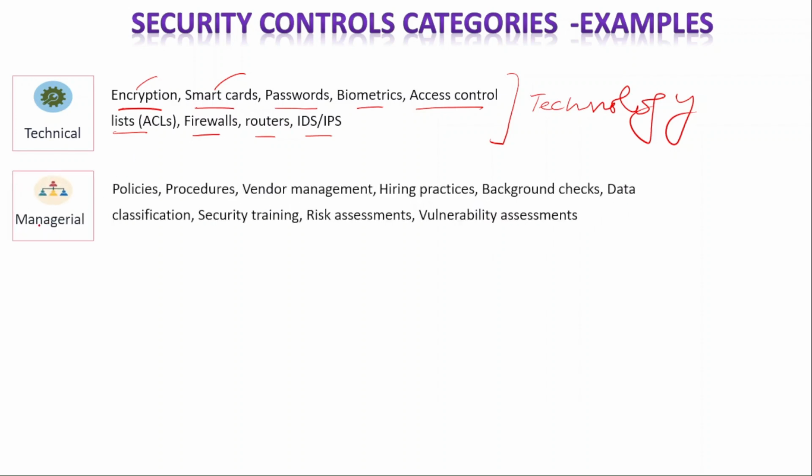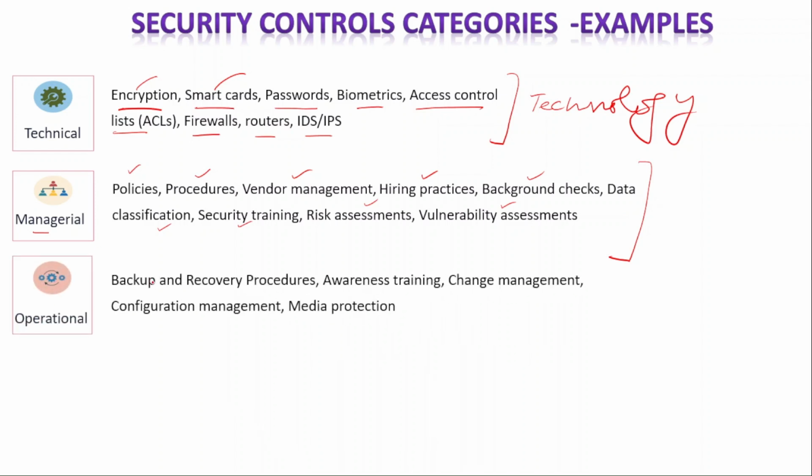And then the second category is again managerial, and in this category we have the example of policies, procedures, vendor management, hiring practices, background checks, data classification, security training, risk assessment, and vulnerability assessment. So most of these are basically directions or policies and instructions to guide the organization towards a secure environment. The third category is operational. So these include backup and recovery procedures, awareness training, change management, configuration management, and media protection.